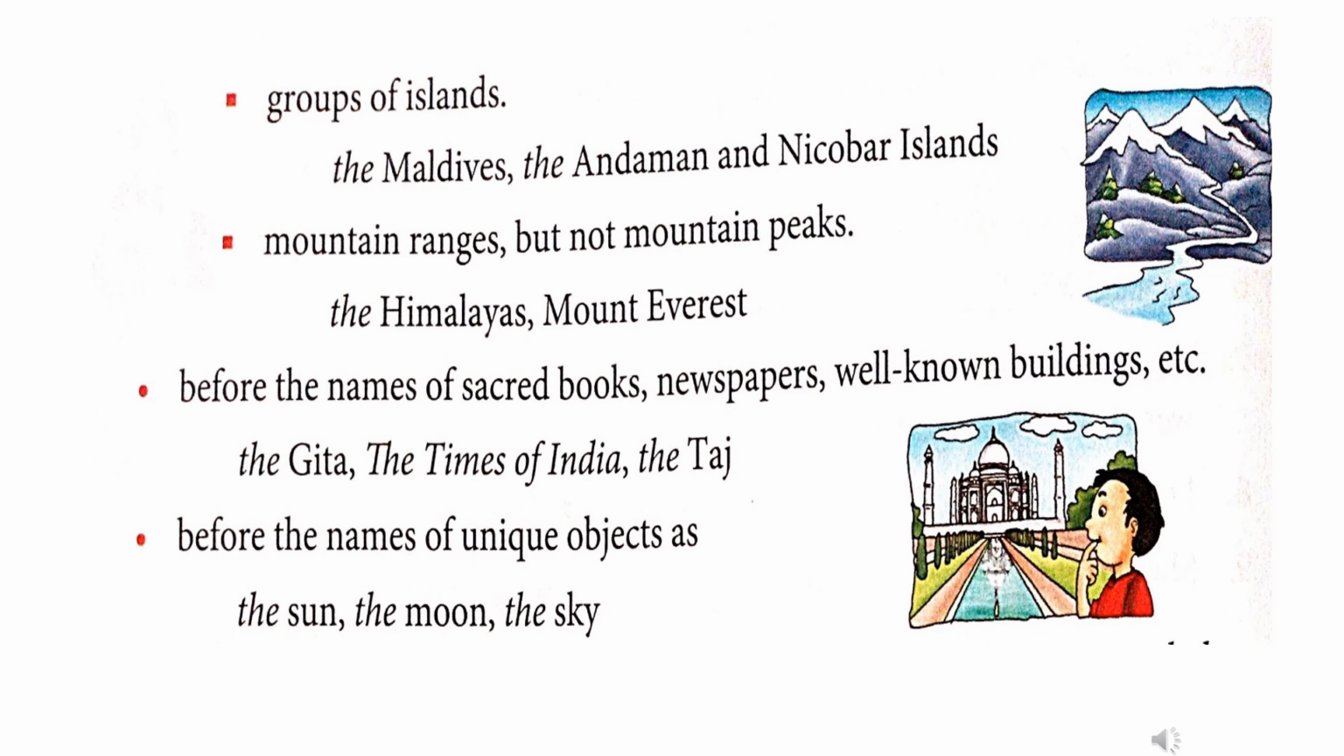Then the is used before the names of sacred books, newspapers, well-known buildings, etc. Examples: the Gita, the Times of India, the Taj. The is used before the names of unique objects such as the sun, the moon, the sky.